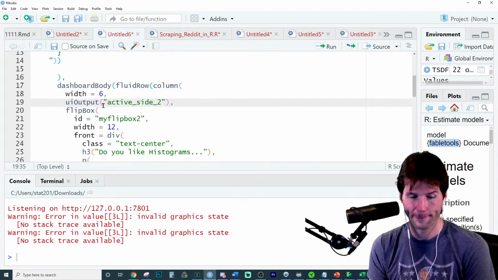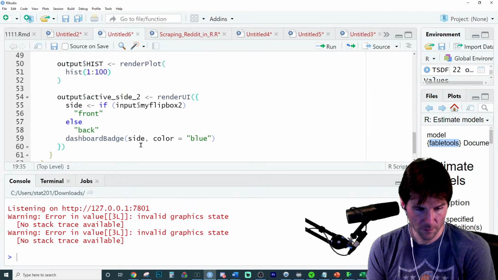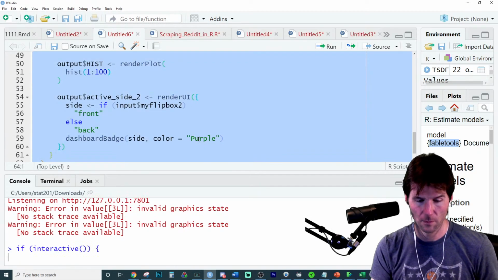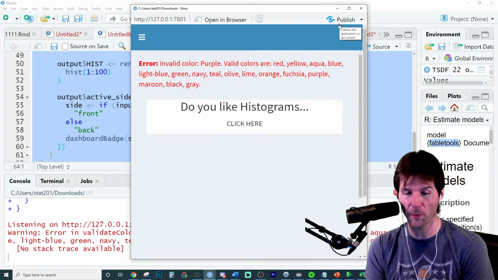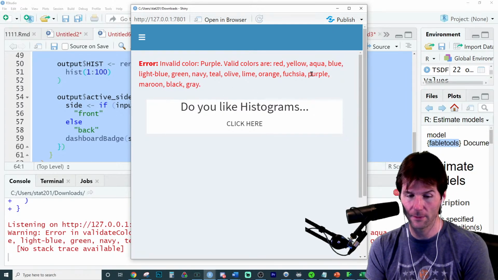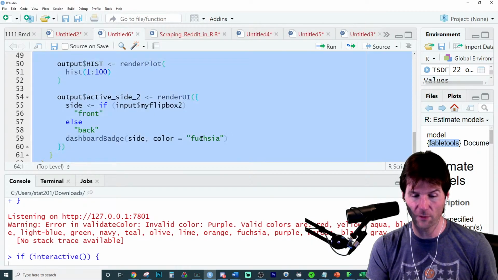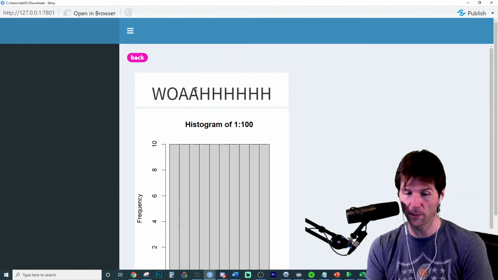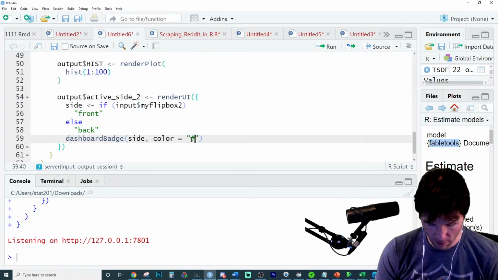UI output, active sign 2. Purple. I like purple. What? Invalid color purple? They didn't. It's gotta be lowercase purple, or we're doing fuchsia instead now. Thank you for that very informative error. So I can get fuchsia as my color. It does not allow hexadecimal color codes either.